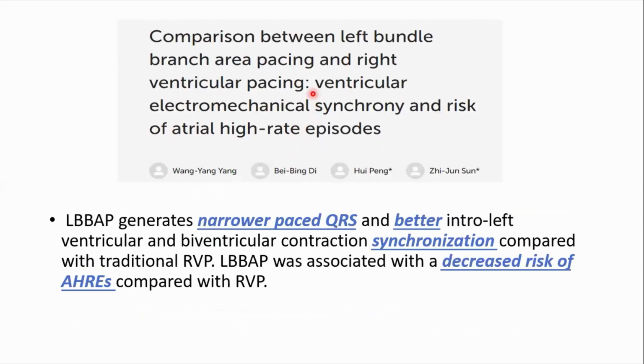This is another study that compared left bundle branch area pacing and right ventricular pacing, and they studied the effects on dyssynchrony by imaging. They had the echo and they had MRI for patients undergoing conventional pacing and those undergoing left bundle branch area pacing. Left bundle branch area pacing did not just improve the QRS complex width, it resulted in a better synchronization and more physiological contraction. Also, there was a significant decrease in the risk of the atrial high rate episodes, so it can reduce atrial fibrillation.